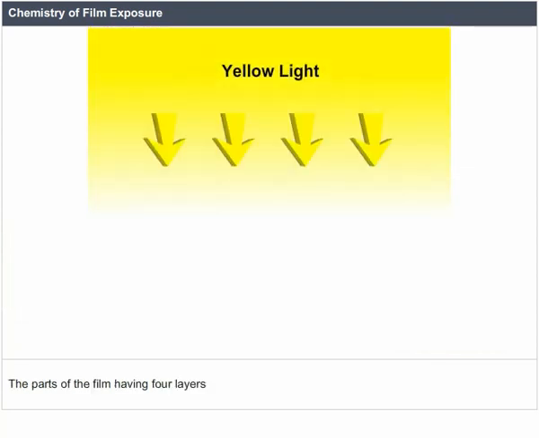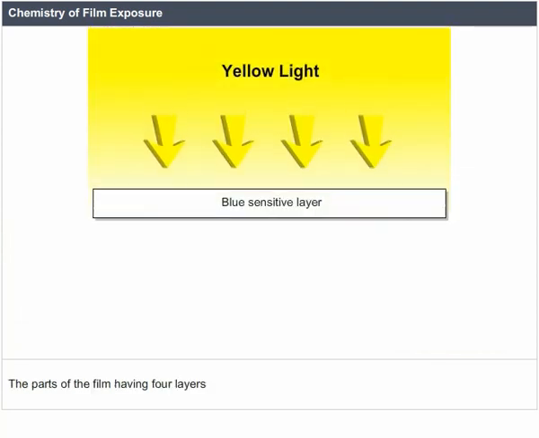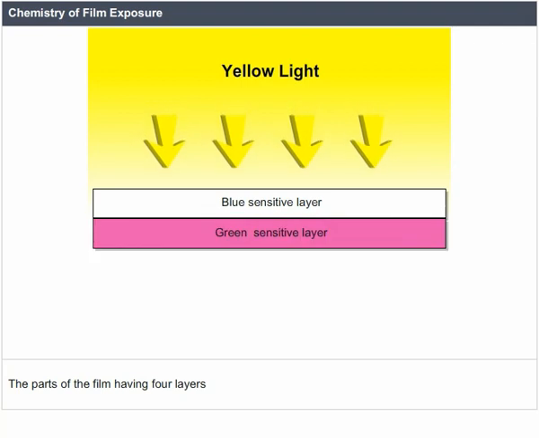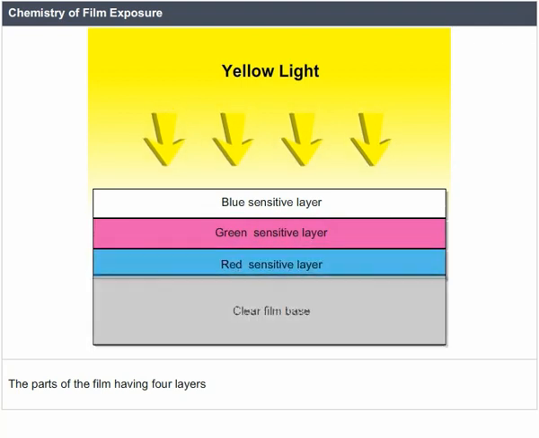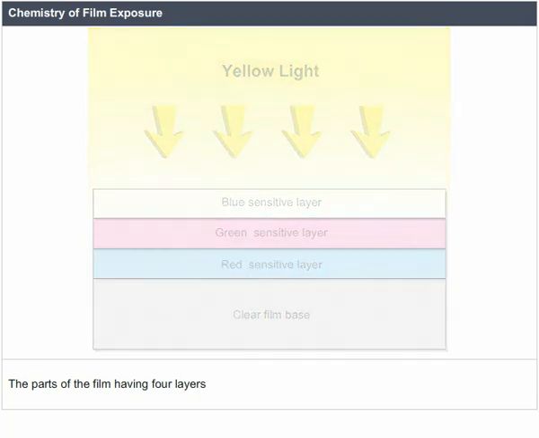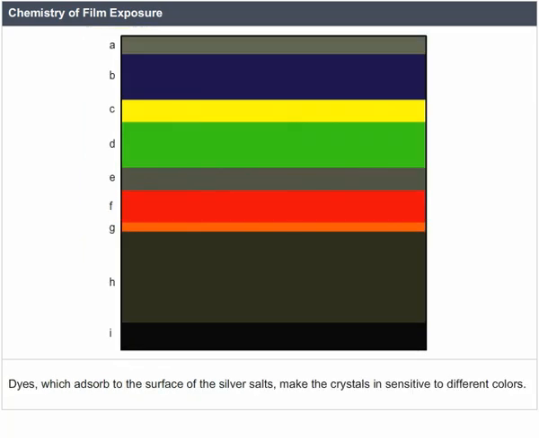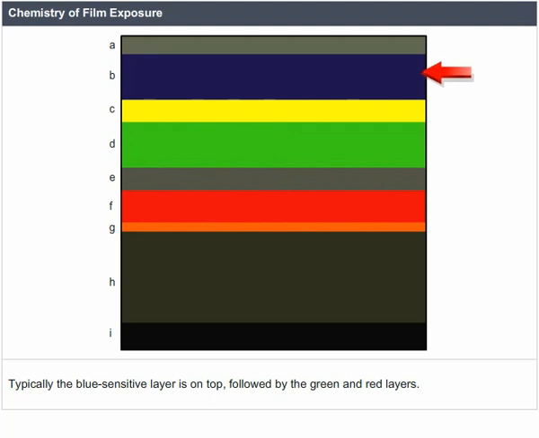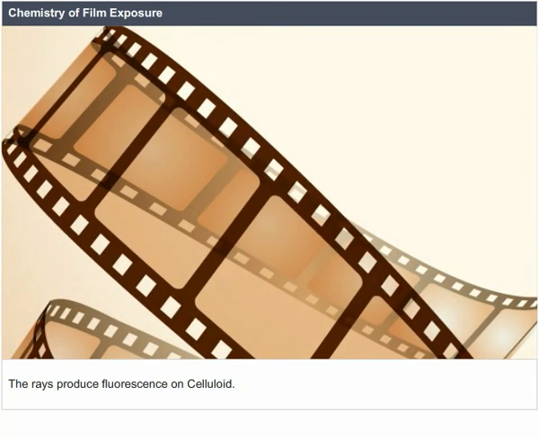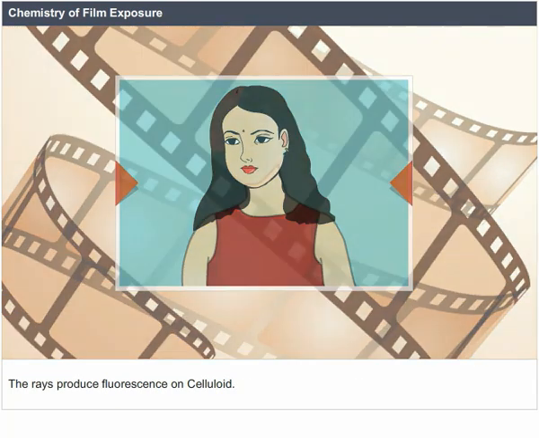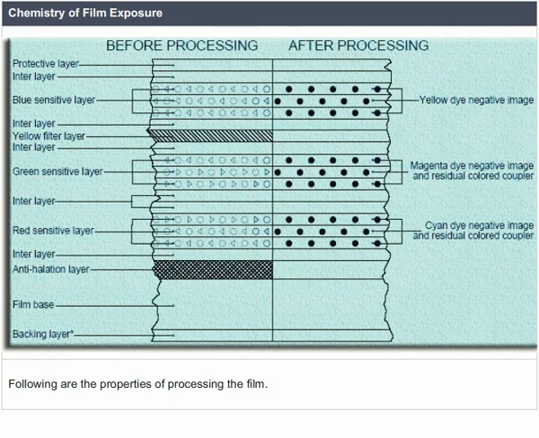The parts of the film have 4 layers: blue sensitive layer, green sensitive layer, red sensitive layer, clear film base. Color film uses at least 3 layers. Dyes, which adsorb to the surface of the silver salts, make the crystals sensitive to different colors. Typically, the blue sensitive layer is on top, followed by the green and red layers. The rays produce fluorescence on celluloid. The following are the properties of processing the film.